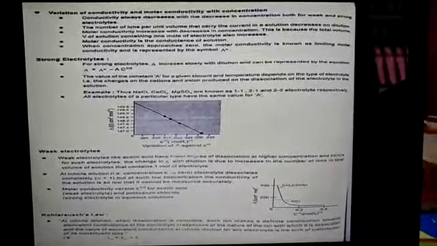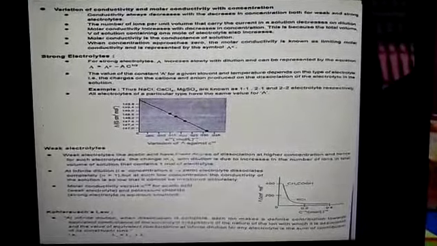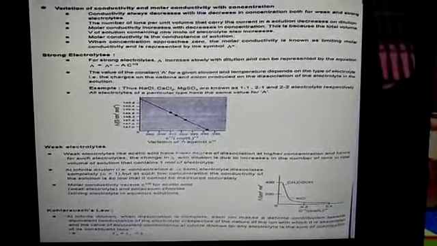Now equivalent conductivity. Equivalent conductivity of the solution is the conducting power of all the ions produced by dissolving 1 gram equivalent of the electrolyte in V centimeter cube of solution and placing the solution between two parallel platinum electrodes 1 centimeter apart and large enough to contain between them the whole of the solution. It is represented by lambda Eq. Lambda Eq is equal to kappa into V, or lambda Eq is equal to kappa into 1000 upon N, where N is the normality. Lambda m is equal to kappa into 1000 upon M, where M is the molarity of the solution.